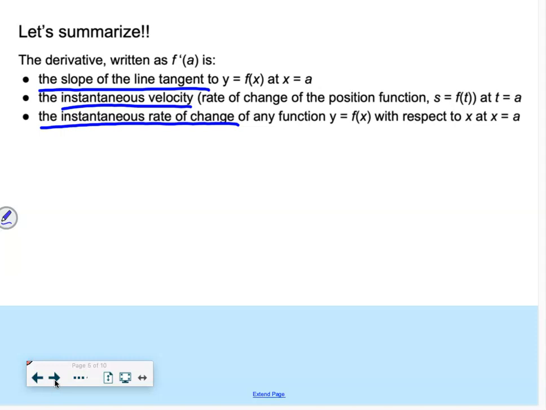But the main things, this is more an application. These two are generic. They go with anything. Doesn't matter what the function is. No matter what your function represents in the world, the derivative gives you the slope of the tangent line, right? The line tangent to f of x at x equals a. It gives you the instantaneous rate of change of your function at x equals a. So those two things are key.